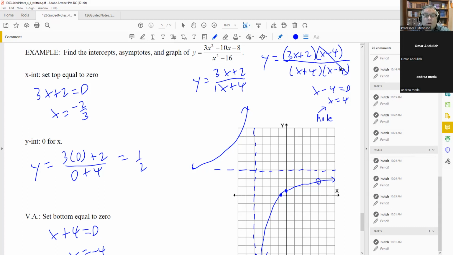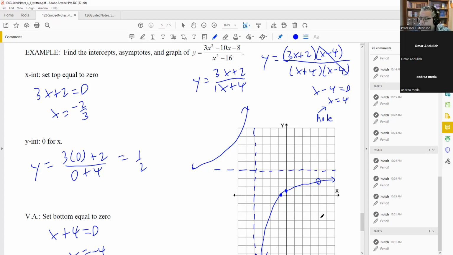The only time you're going to have a hole is if something cancels. So there's a hole there because the graph doesn't exist at that point, because if I put 4 in the original equation, that's going to cause division by 0. Because the 4 caused division by 0 in the original one, that cannot be included on my graph. So even though the whole graph does look like 3x plus 2 over x plus 4, we have to account for the open circle at that x value that caused division by 0. There's no asymptote there because it canceled out, but we have an open circle there. So that's going to be the difference.